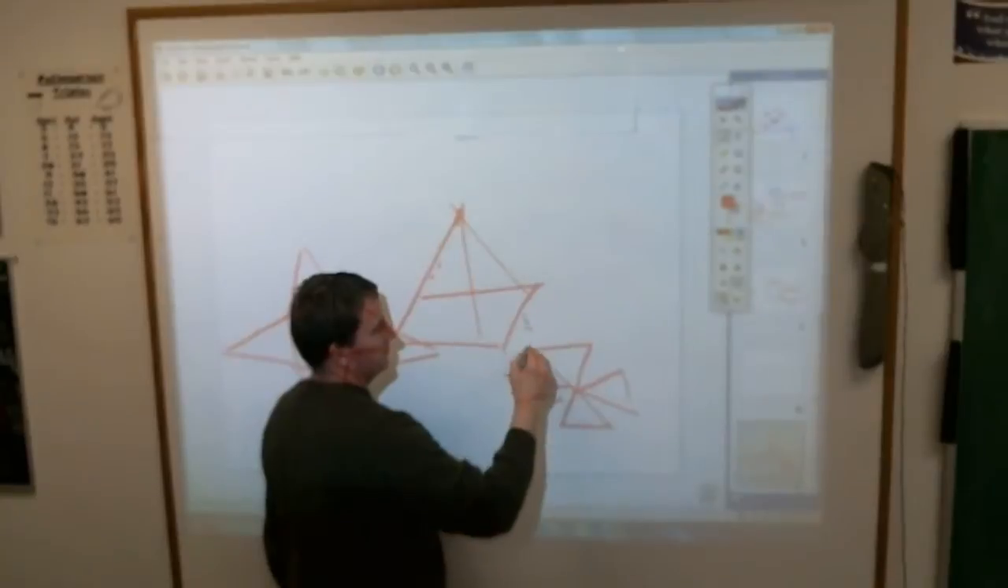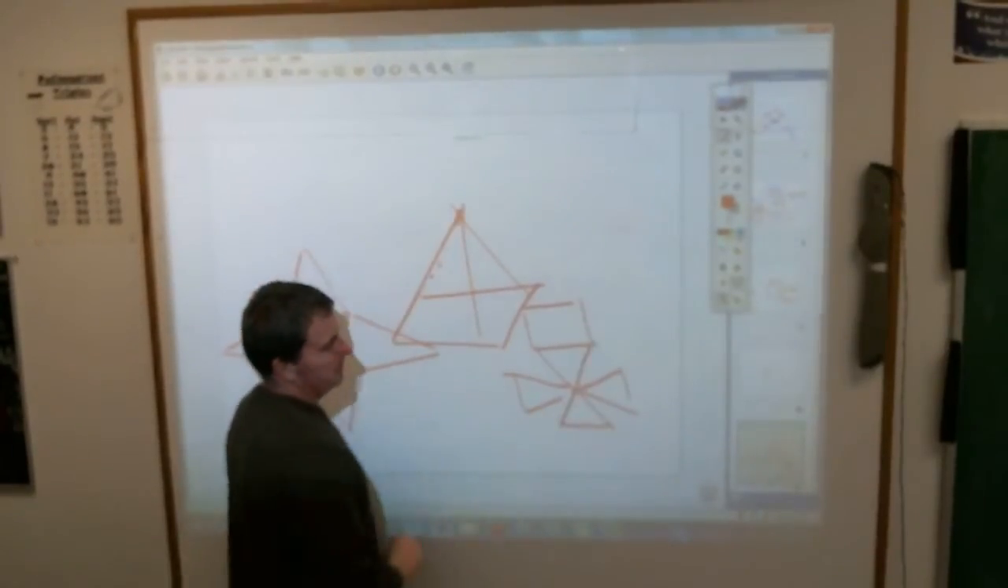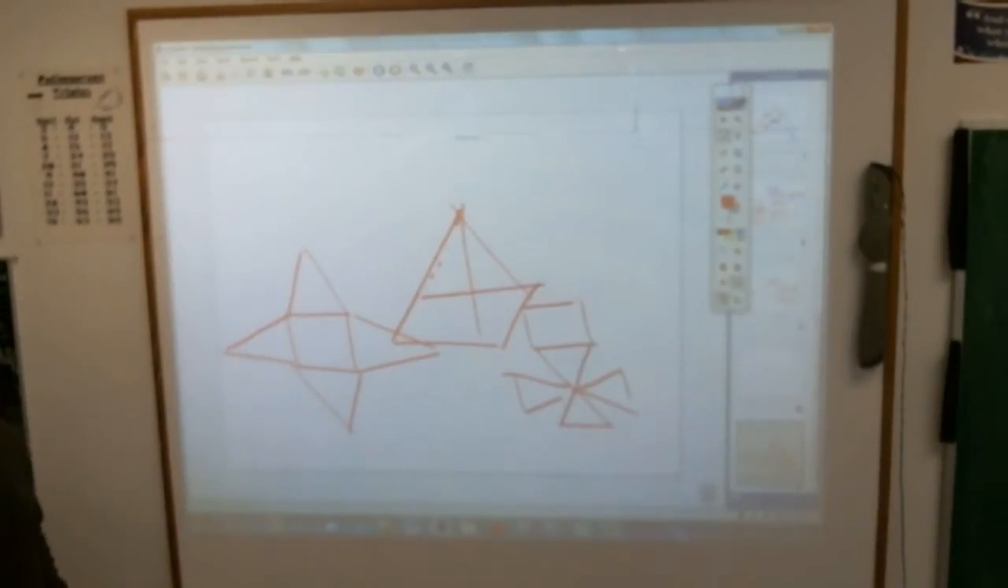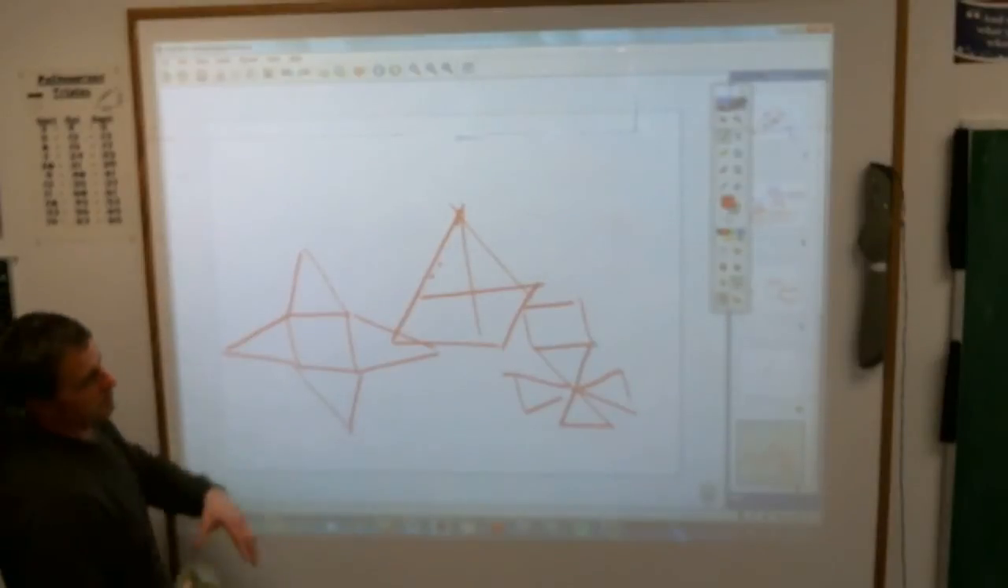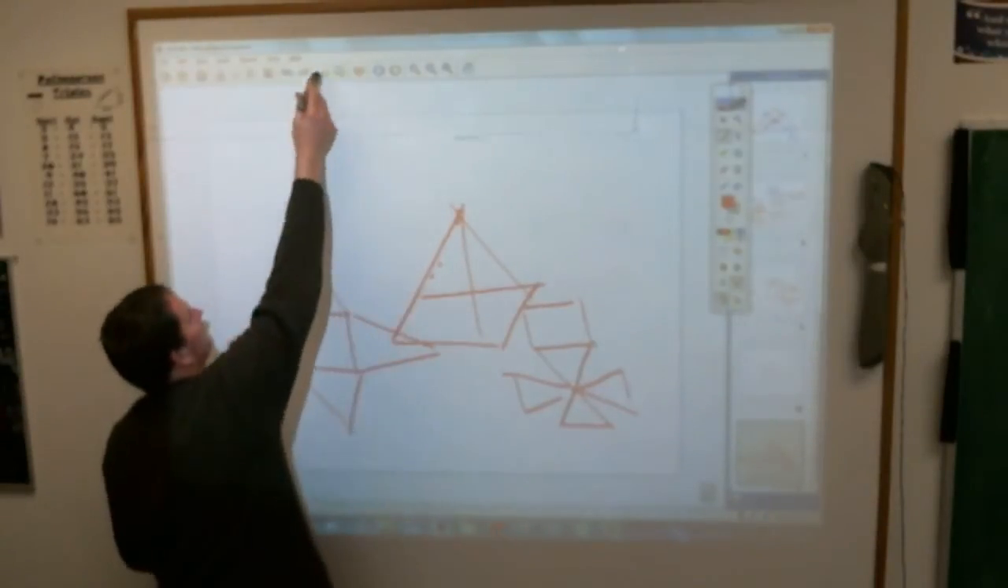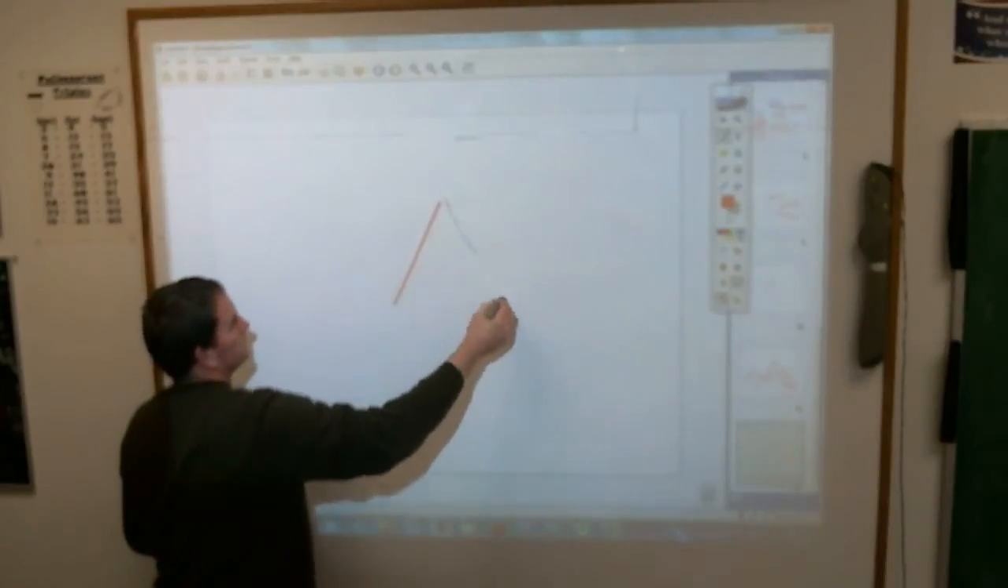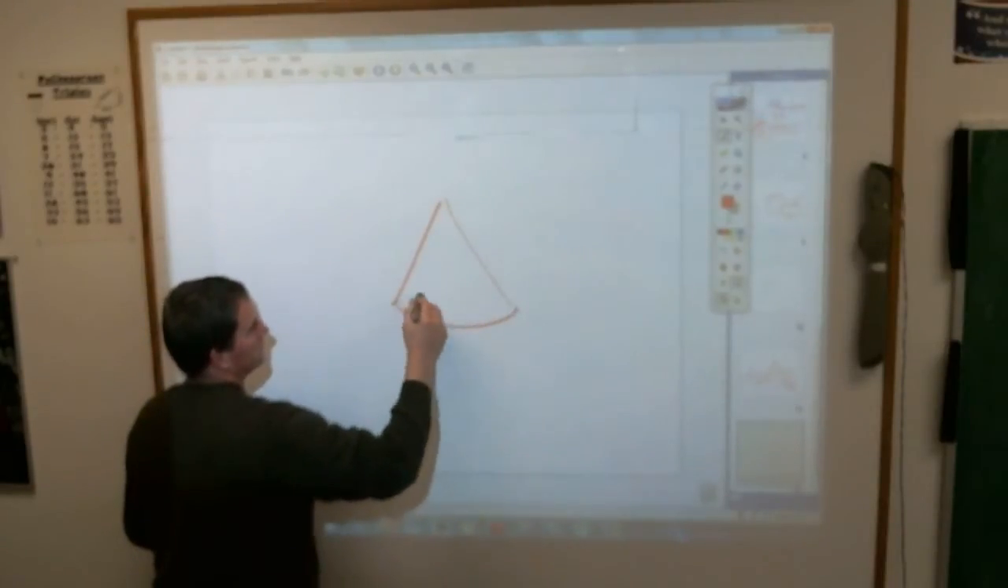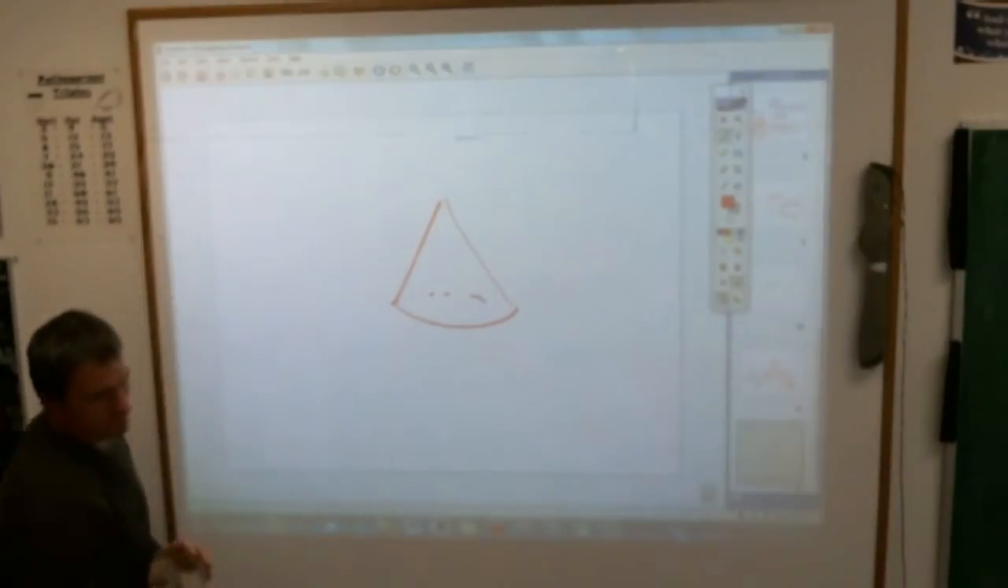And then the bottom would get attached to just one of them. Realistically, that could be the net of that same triangular prism. And then what was the last one? A cone. What would be the net of a cone?